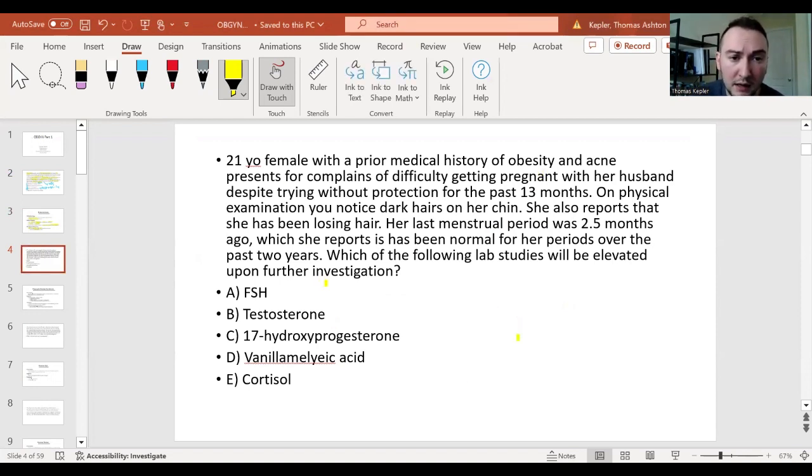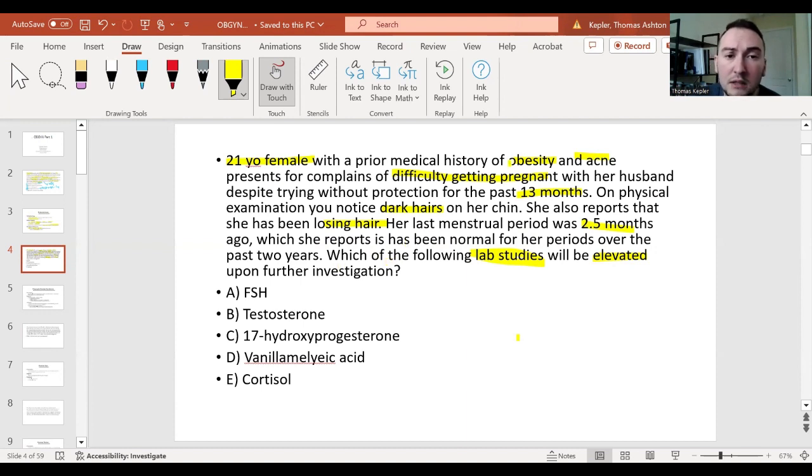Now we're asking about what labs are going to be shown, or what labs can be elevated. Looking at the question: a 21-year-old female, history of obesity, acne, and she's been having difficulty getting pregnant with her husband despite trying without protection for the past 13 months. Similar problem. On physical exam, you notice dark hairs on the chin, and she's been losing hair. Her last menstrual period was 2.5 months ago, and otherwise she says it's been normal. She's had normal periods over the past 2 years. So what lab can be elevated?